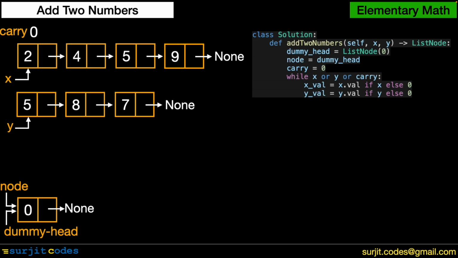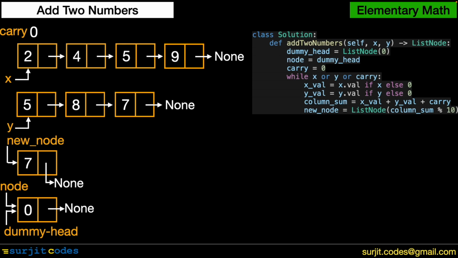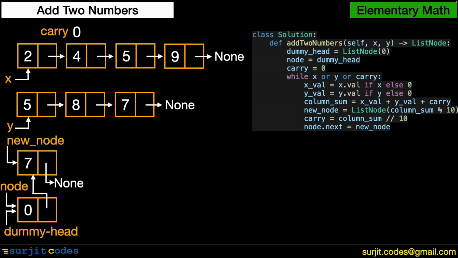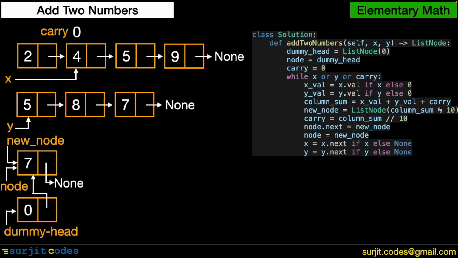In the first iteration, x val is 2 and y val is 5. Column sum is 0 plus 2 plus 5 equal to 7. We create a new node with value equal to 7. The new value of carry is also 0. We will now store the address of this new node in the next part of node. Variable node, which was pointing to dummy head, now points to the new node. We now point x to x next and y to y next.